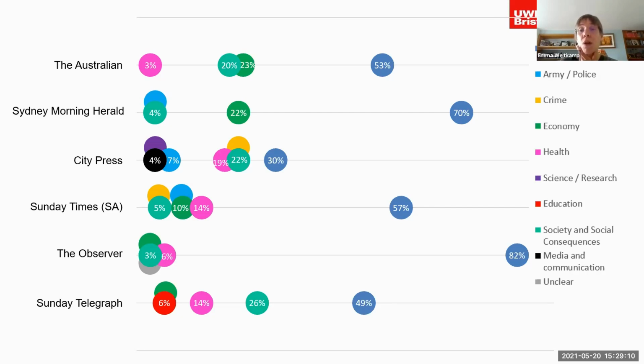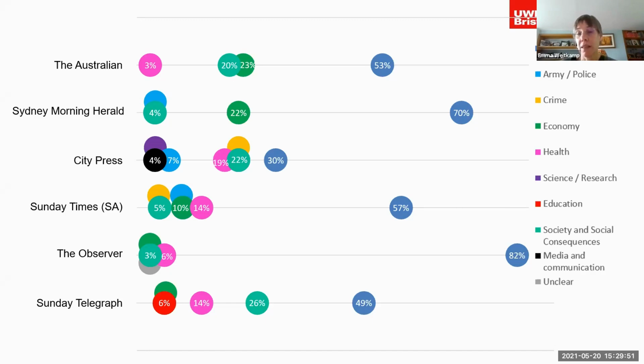noting was the most diverse of the countries in terms of the different themes that we identified. So we had politics and government as the most common theme, and economy and health being generally common themes across all countries, with the exception of the Sydney Morning Herald, which didn't cover health. But what was interesting was that in South Africa, COVID-19 could be framed within the context of crime, media and communication, and science and research, and those themes didn't appear in any of the other countries.